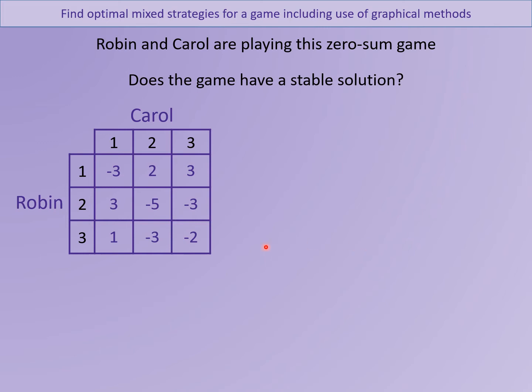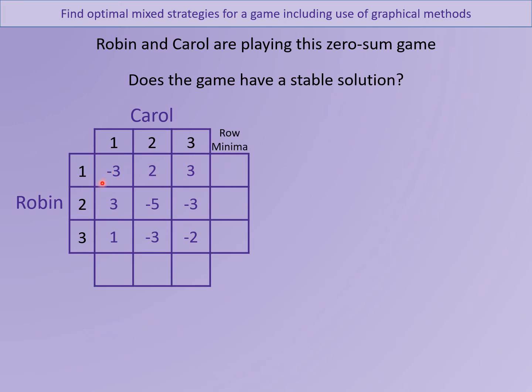Okay, so what we need to do is find out the worst case scenario for both Robin and Carol. What is the worst thing that can happen to them if they play any of their strategies? So if Robin plays strategy 1, strategy 2 or strategy 3, what's the worst thing that could happen to him? And if Carol plays her strategy 1, 2 and 3, what's the worst thing that could happen to her if she played those strategies? And we do that by looking at the rows to start with. So we can look at the rows, what's called the row minima.